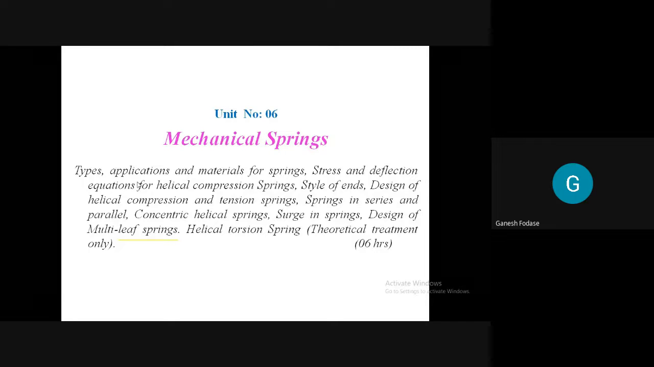So, we are going to start the next unit, that is mechanical springs, or you can say design of springs.